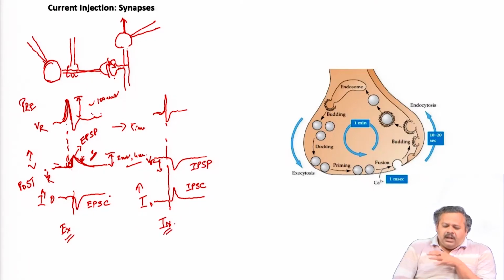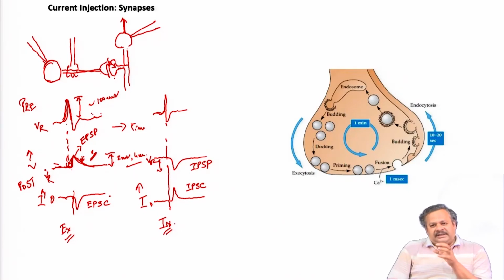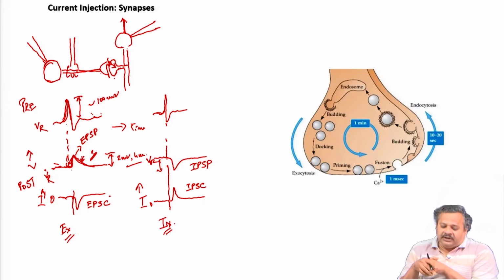So, what we mean by that is that even with the same neurotransmitter at the same synapse, we can have an effect of excitation as well as inhibition. It depends on the different kinds of receptors that are present.